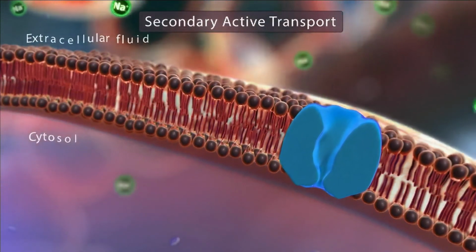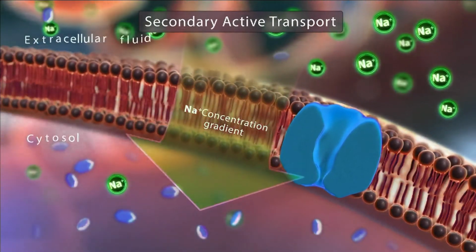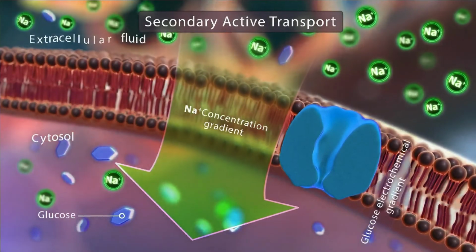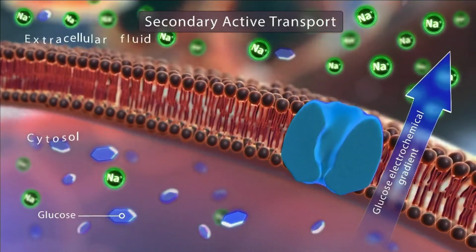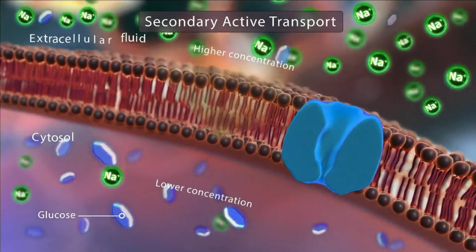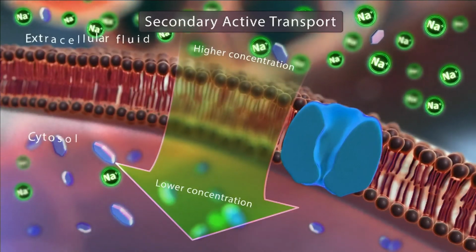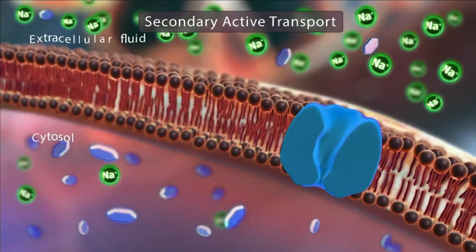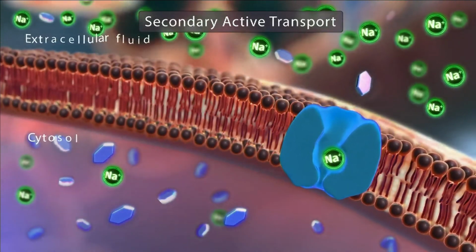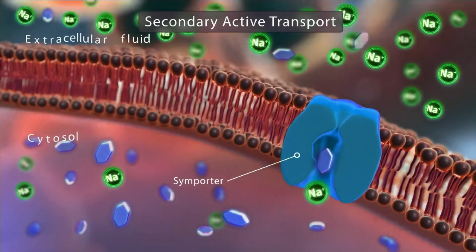Secondary active transport uses the energy released when one substance moves down its concentration gradient to move another substance, such as glucose, against its electrochemical gradient. The driving force is primarily the movement of sodium ions from areas of high concentration to areas of lower concentration. When 2 substances are transported in the same direction by secondary active transport, the protein transporter is known as a symporter.